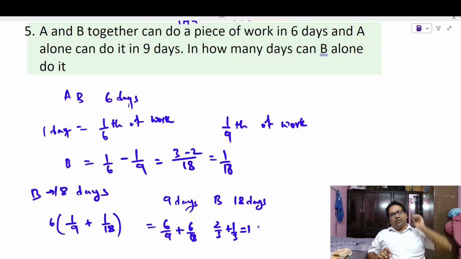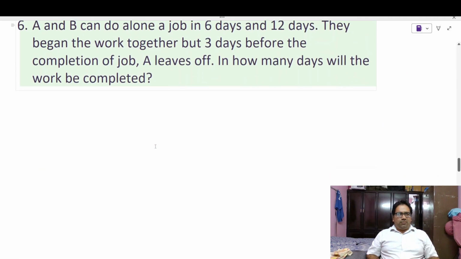In 6 days, daily A would complete 1 by 9th of work and B would complete 1 by 18th of work. This is so easy. The only thing you have to be careful about in all these problems is identifying daily what the work is by whoever the person is. Then you take some variable for how many days the work will take to complete, and solve the equation: this many days into the daily productivity equals 1. Right? Let's try one more.